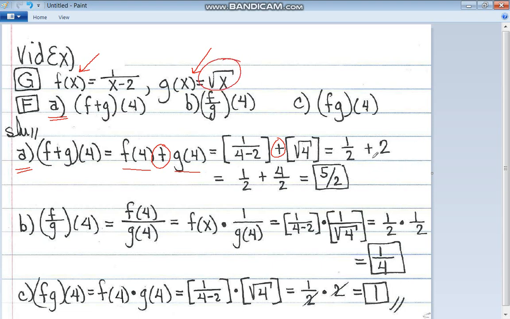So 1/2 plus 2, let's get a common denominator, change 2 to 4 over 2. So now the 2's match on the bottom, add across the top, 1 plus 4 is 5 over 2.